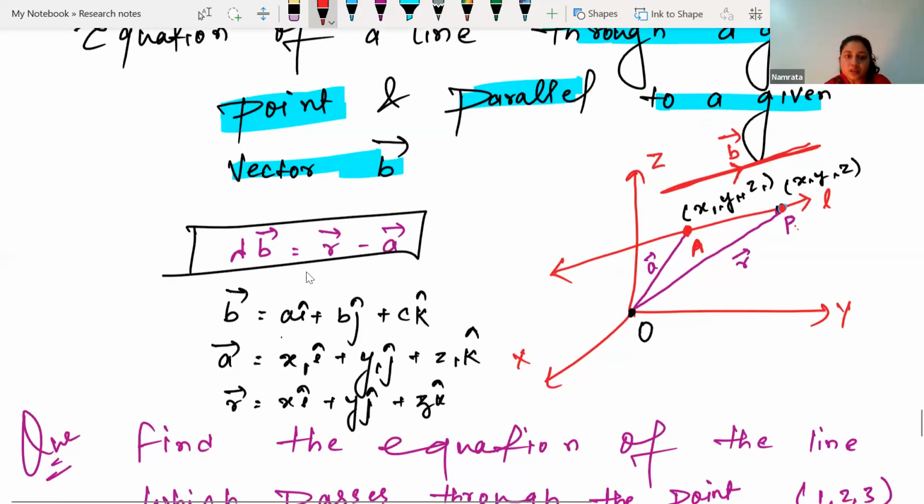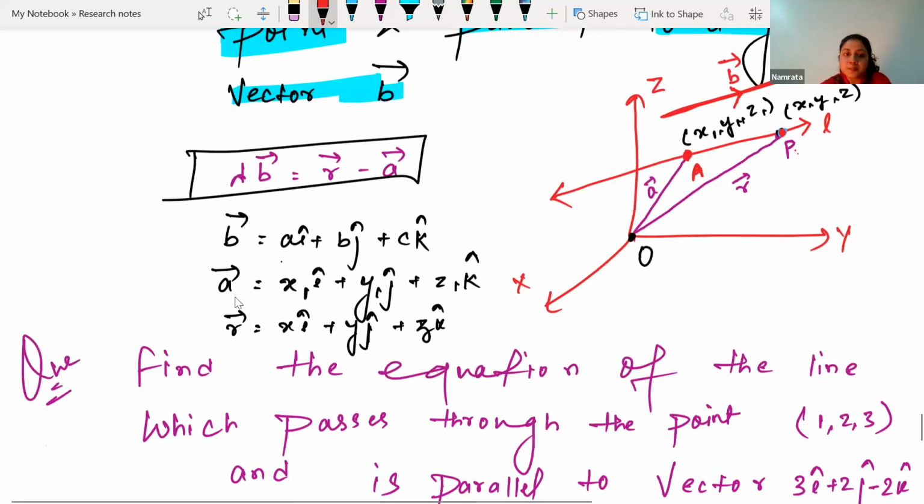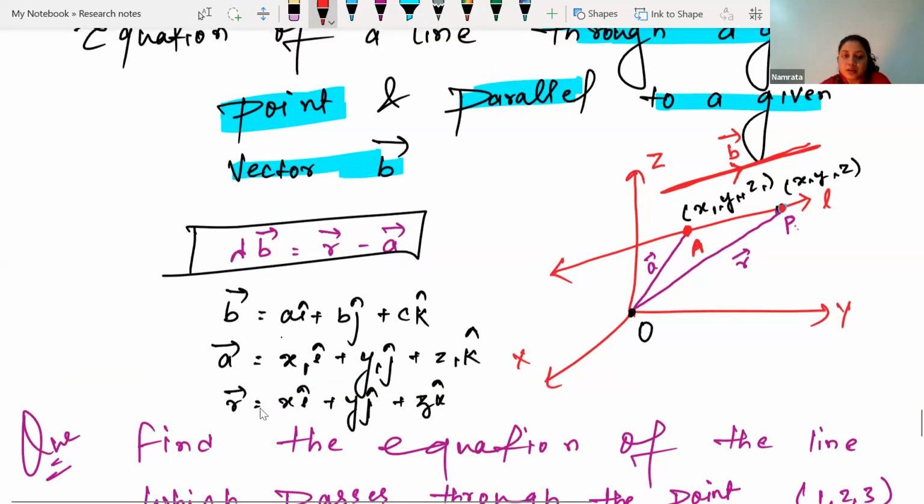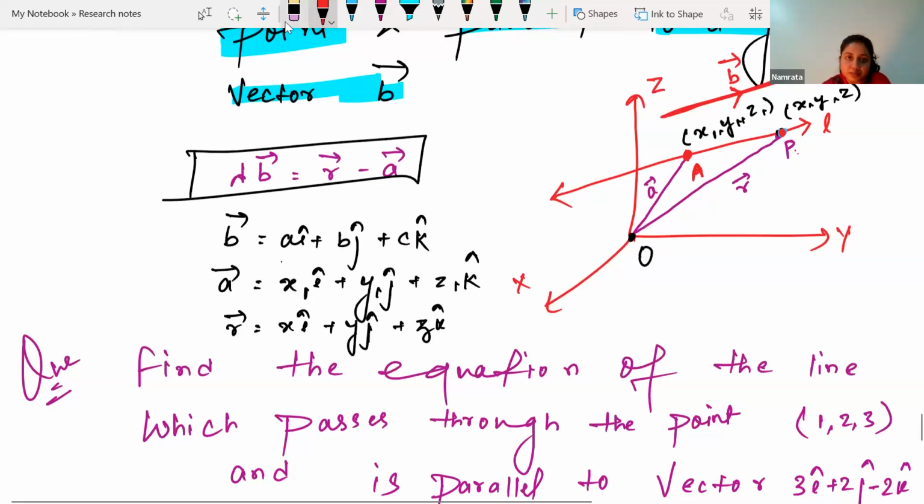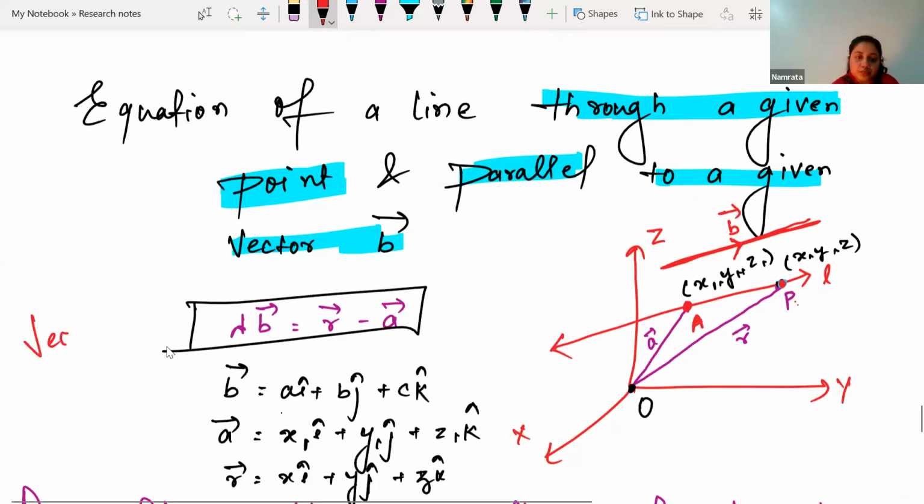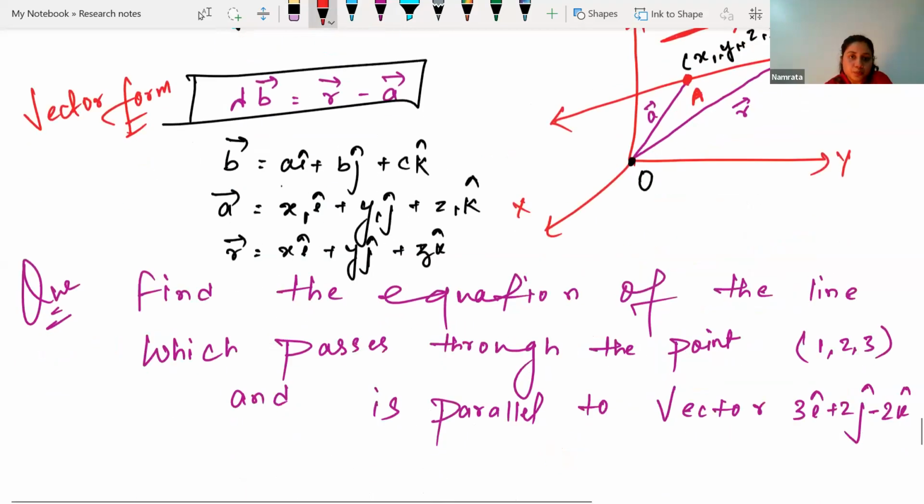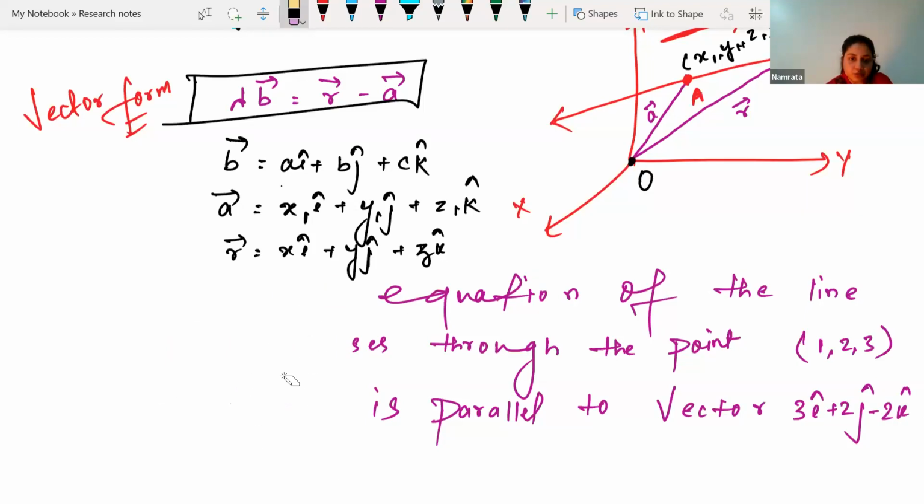Now, we have assumed that b is ai plus bj plus ck. The position vector a and the position vector r, everything we have written according to the coordinates we have assumed. Now this is the vector form of the line: lambda b is equal to r minus a. In this vector form, if we substitute the position vectors of each point, A, P, and the other line, then we will get the Cartesian form. Let me show you. We will get back to this question after writing the Cartesian form.